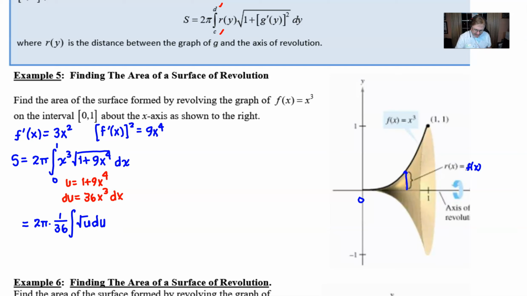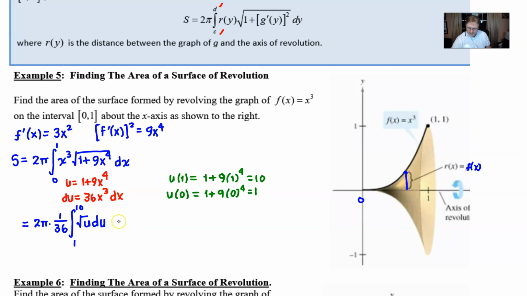Now, I'm a guy that likes to change the boundaries. I don't want to go back to x. Once I've been in u mode, I want to stay in u mode. So this upper boundary of 1 can be changed by plugging it into the u equation for x. And that would end up giving us 10 as an upper boundary. If we do the same thing with the lower boundary of 0, we find that we get 1 for the lower boundary. So our 1 is going to turn into a 10, and our 0 is going to turn into a 1.